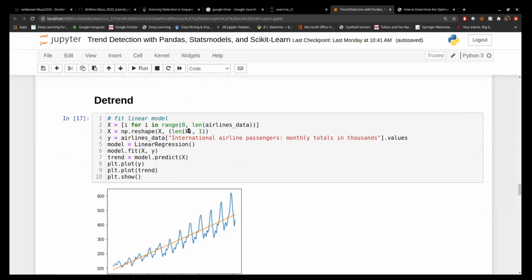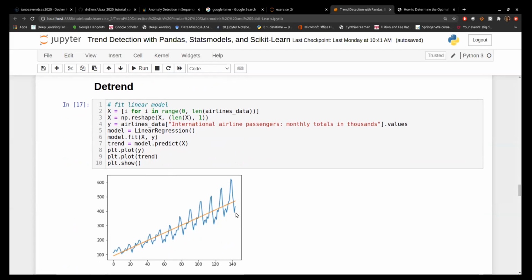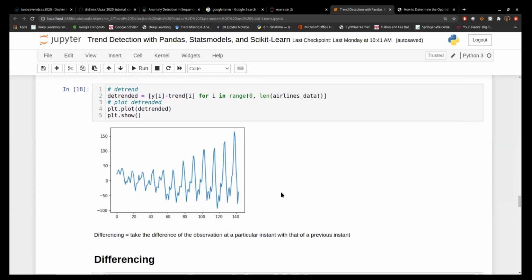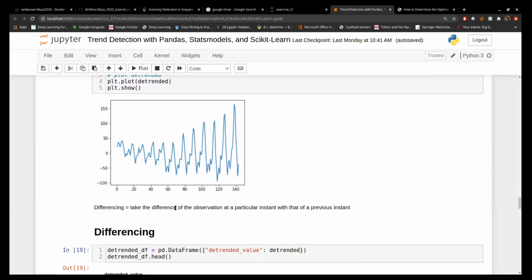So once again, I am using scikit-learn's linear regression to create this line of best fit, subtract that line of best fit, and now I'm going to do the next thing, which is differencing. Differencing is taking the difference of the observation at a particular instant with that of a previous instant.